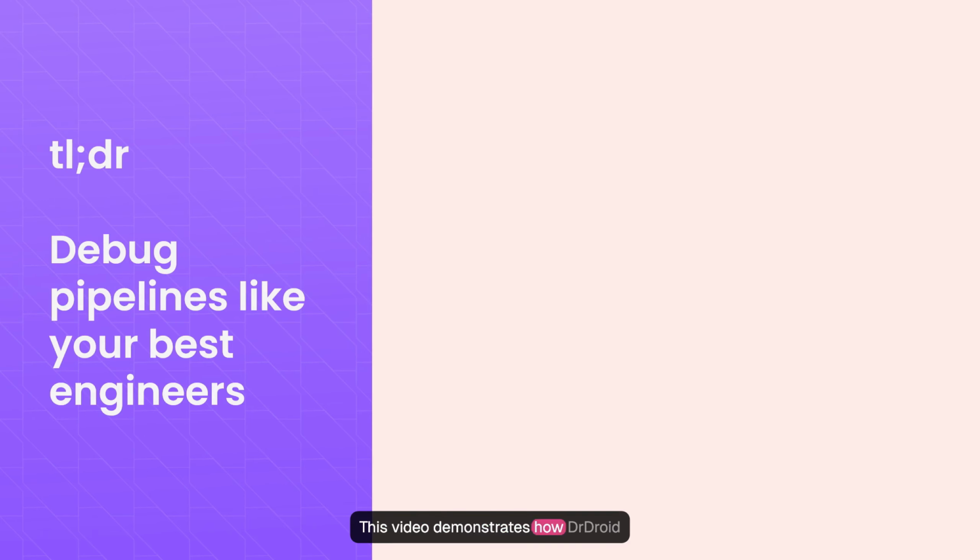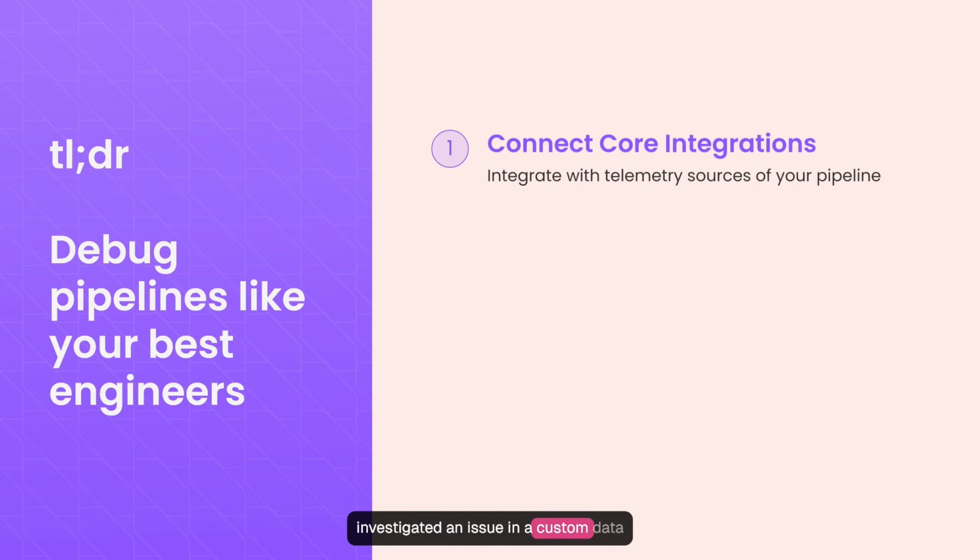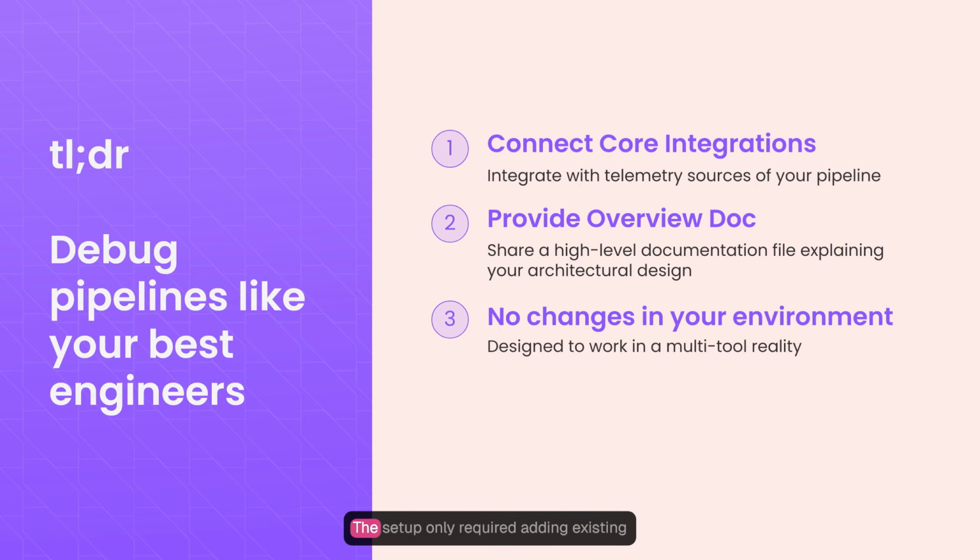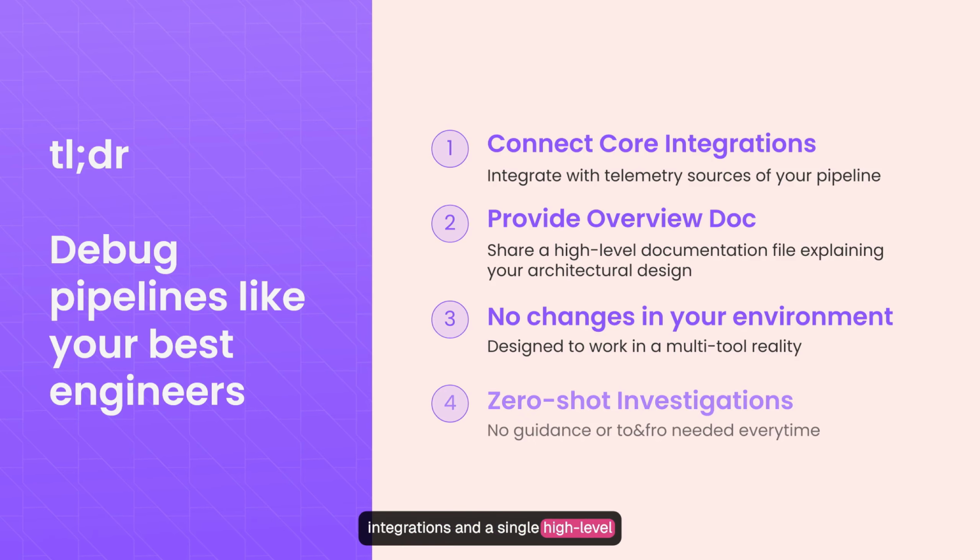This video demonstrates how DrDroid investigated an issue in a custom data pipeline. The setup only required adding existing integrations and a single high-level document. With this, DrDroid was able to autonomously investigate the issue.